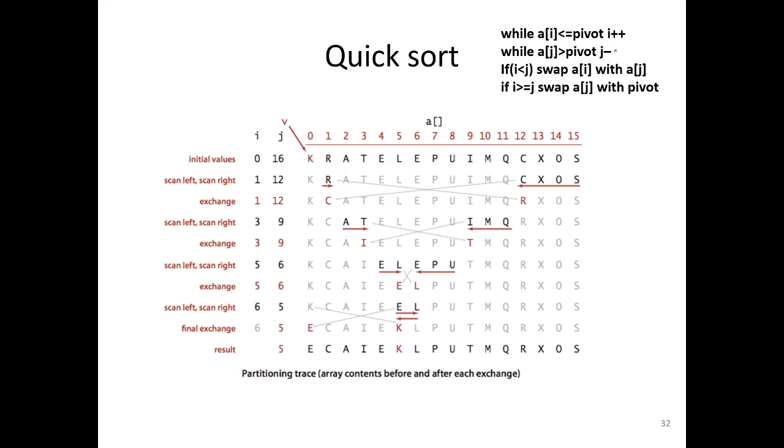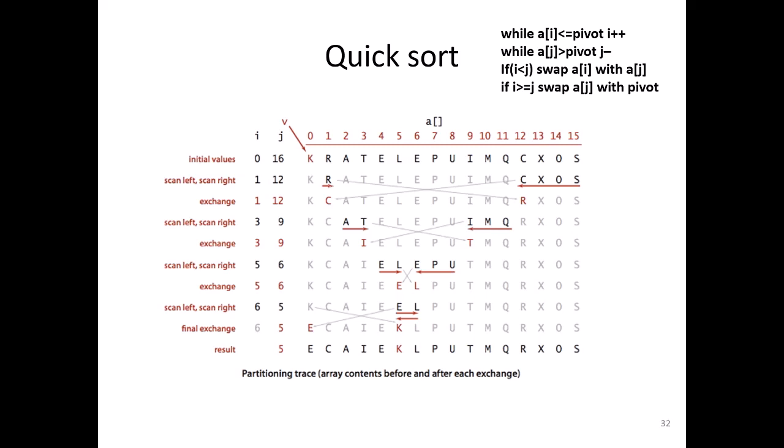If these two conditions fail, just stop and check if i is less than j. If i is less than j, just swap a of i with a of j. If i is not less than j, that is, if i crosses j, just swap a of j with the pivot. Here k is compared with r. Actually, r is greater than the pivot, so just stop it.